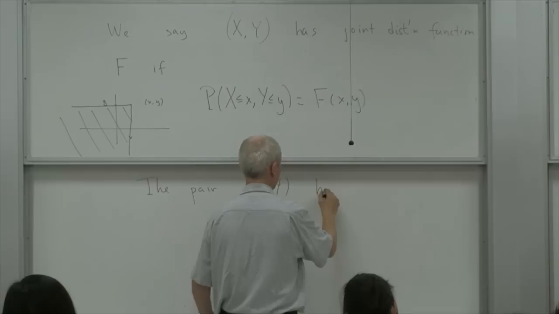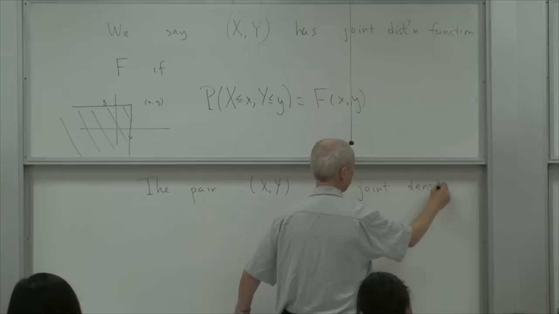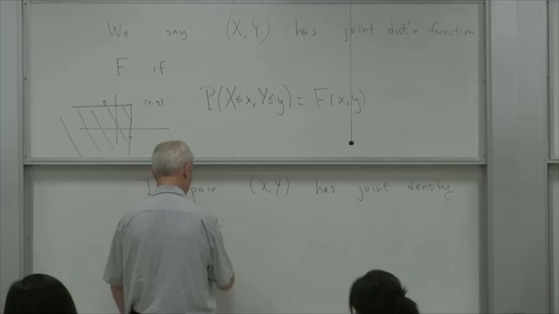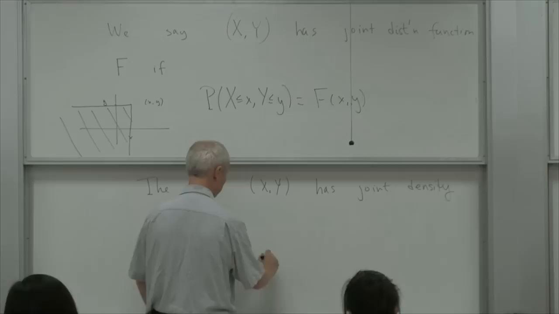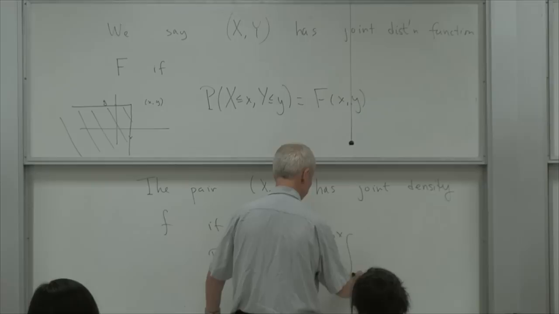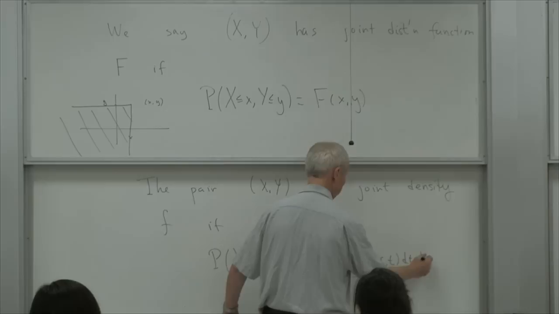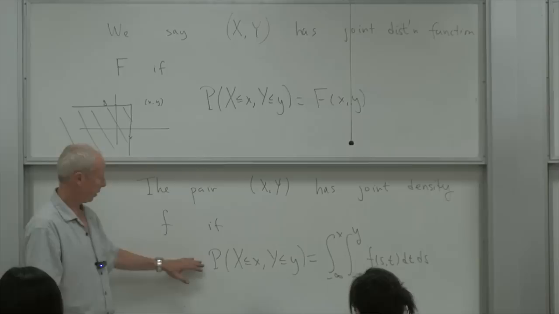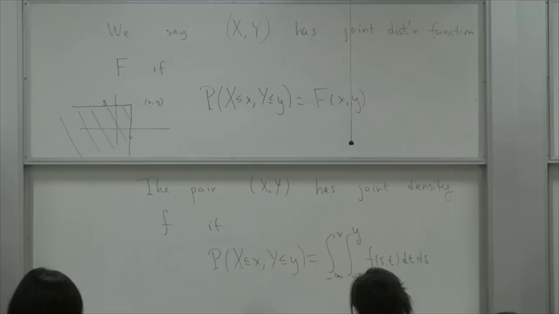In case of continuous random variables, the pair X, Y has joint density little f if the probability you lie in a region like this can be gotten by integrating a function little f. So let me just give one last example of a density, and we'll stop.